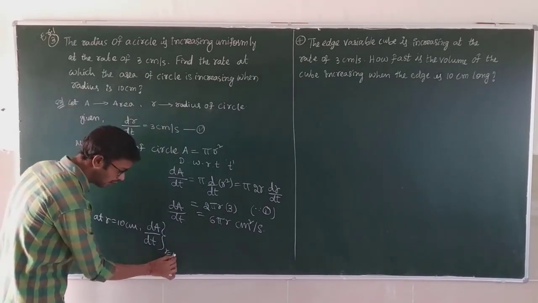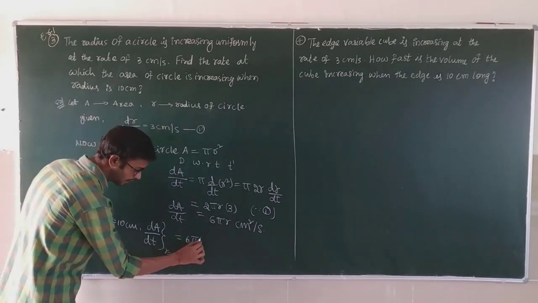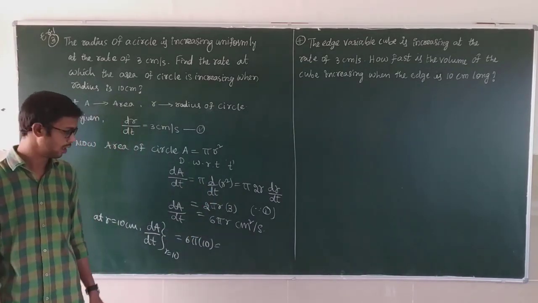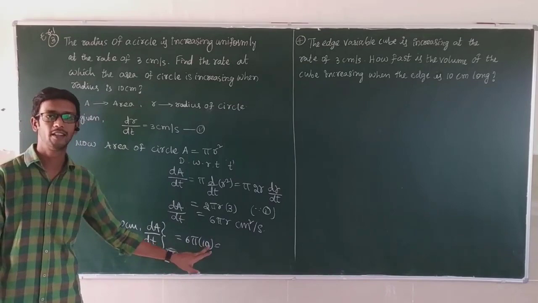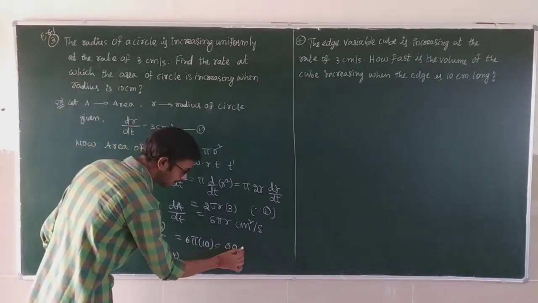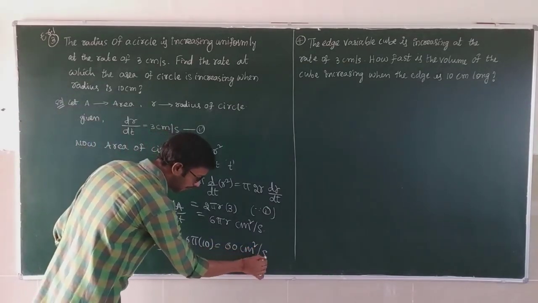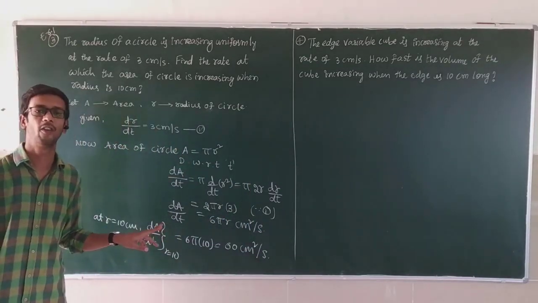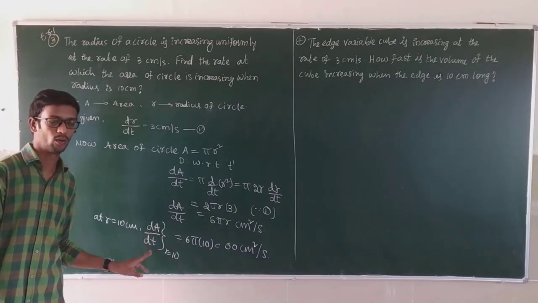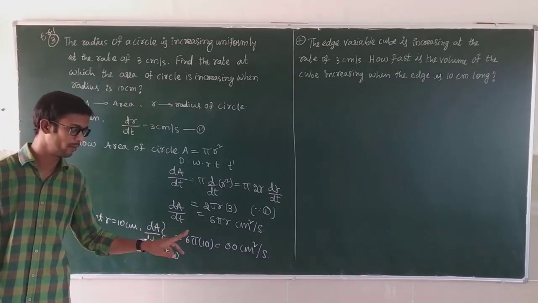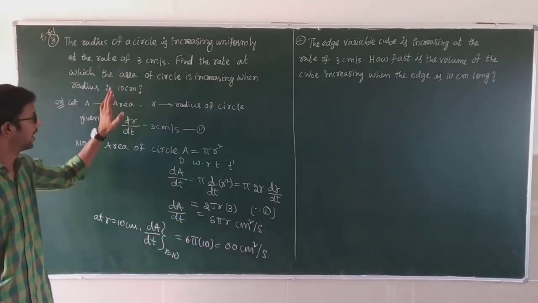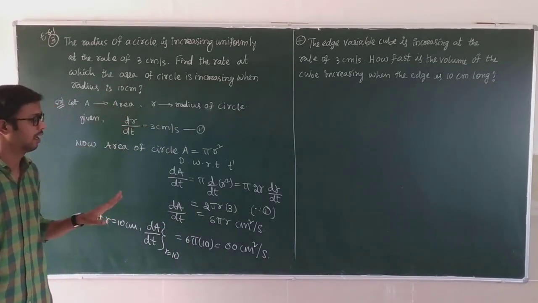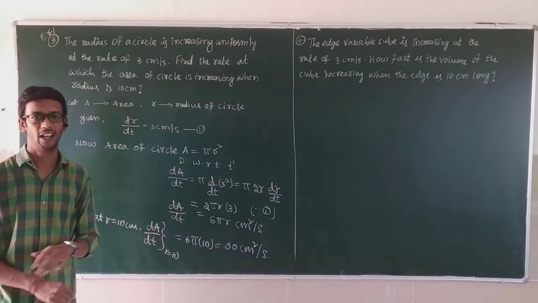R is equal to 10. Substitute just 10: 6 into 10 is 60 centimeter square per second. So the rate of change of area with respect to time is 60 centimeter square per second when the radius is 10 centimeters. So this is the way of finding the change in area.